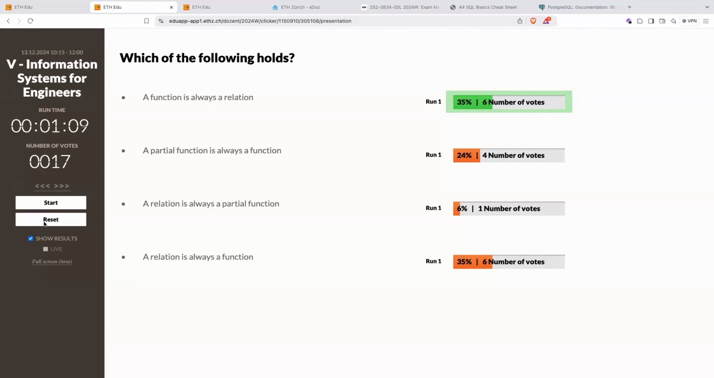A partial function is not always a function because a partial function might associate 0 items. A function has to be exactly 1. A relation is not always a partial function because a relation could associate an item on the left with 2 or 3. And a relation is not always a function because, again, it could associate with 0 or 2 or 3.